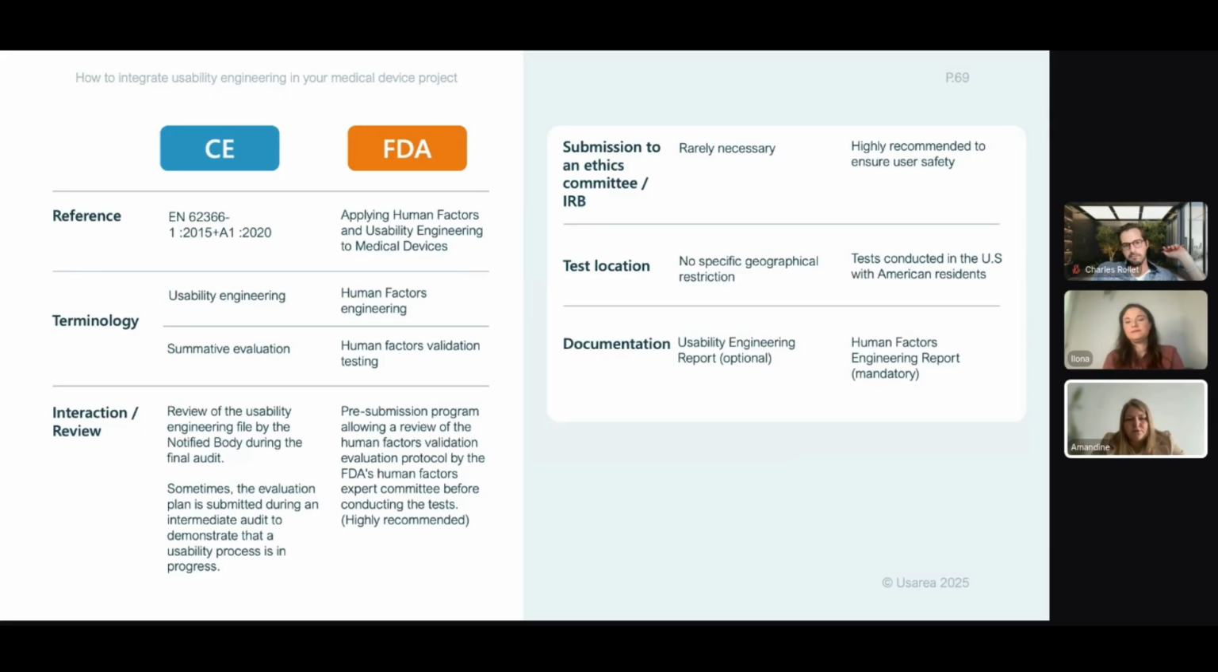And regarding documentation, as Ilona said, the usability engineering report is optional for CE marking. It's a good practice. While the FDA expects a human factors engineering report, which is quite the same thing as the usability engineering report, but which is mandatory for the FDA.